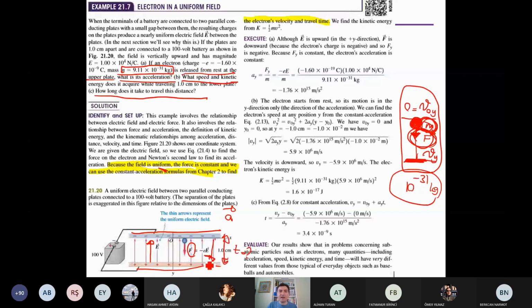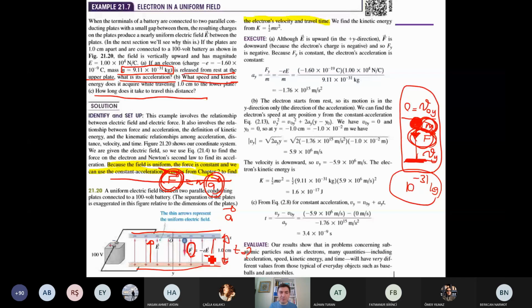Okay, so then you can use constant acceleration formulas from chapter 2. Why? In order to use constant acceleration formulas, what do you need? Force must be constant, okay? Remember this formula: if the force is constant, then acceleration is constant, and you can use constant acceleration formulas. What about the force here? The force is given with minus e times E, or force here is given by Q times E.